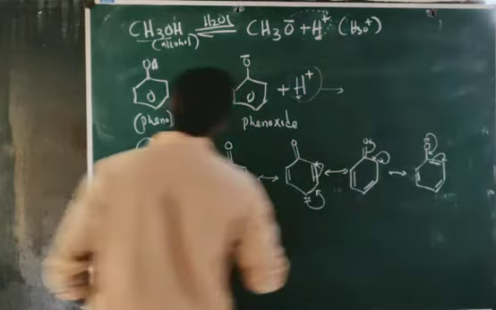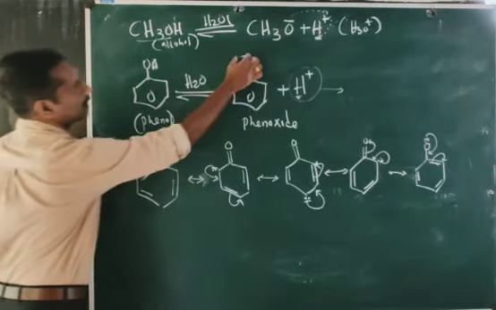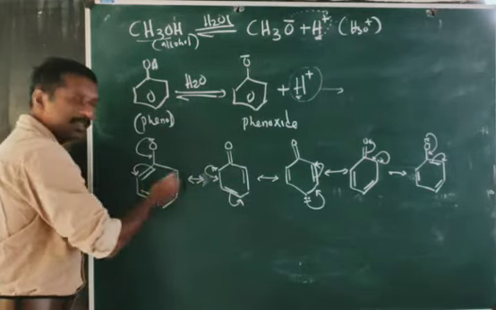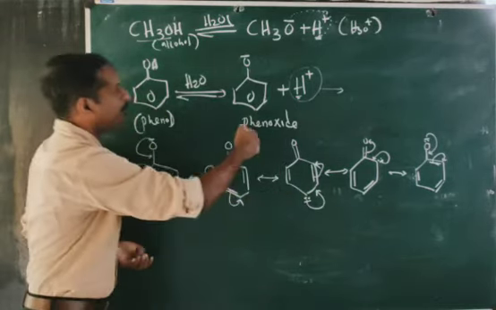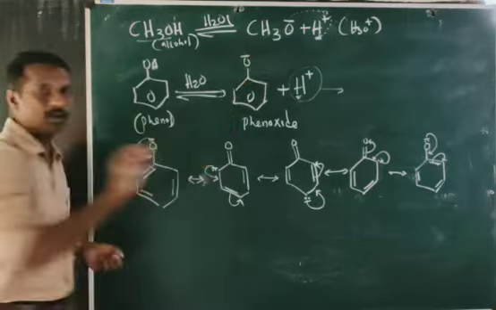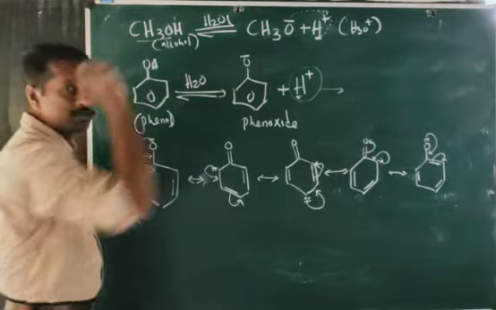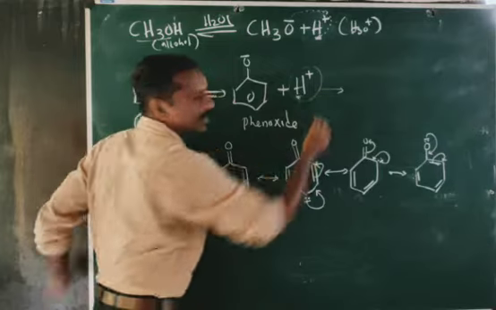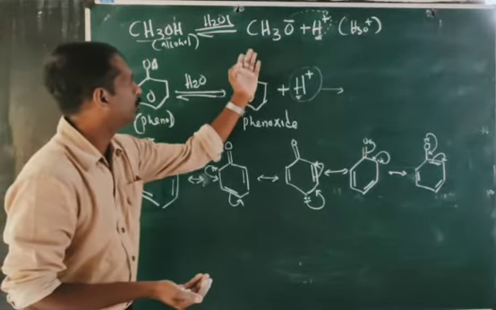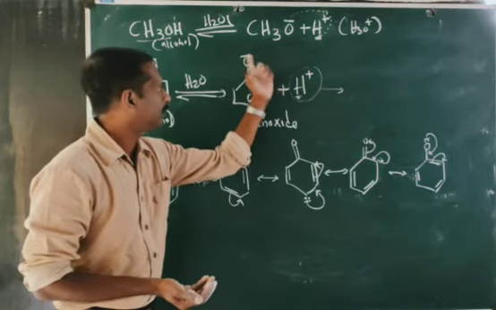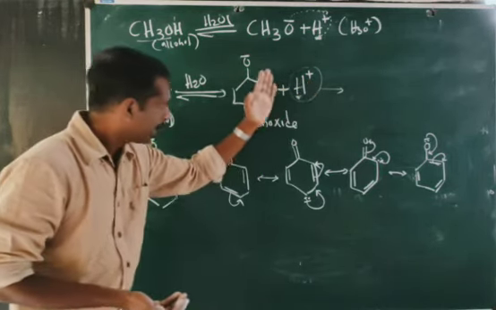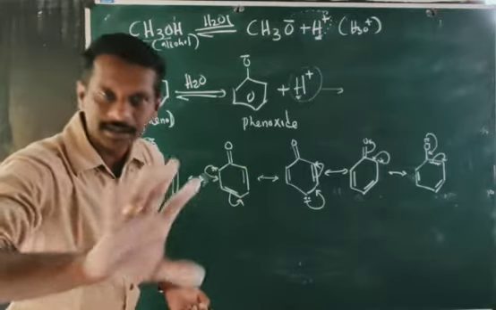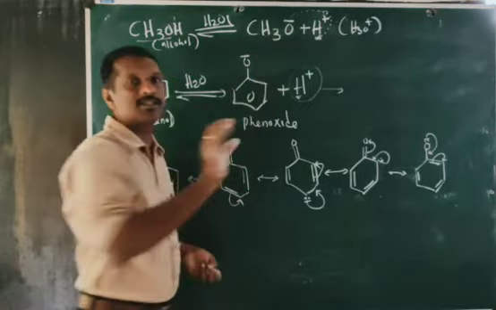By resonance, what is happening? The negative charge on the oxygen atom is delocalized into the ring. Since this negative charge is not concentrated on this oxygen atom, or you can say it has moved away from this oxygen atom, the removal of H plus is easier. There is less force of attraction between the negatively charged oxygen and H plus than in alcohol. But in the case of alcohol, there is no possibility of resonance, or of delocalization of negative charge.